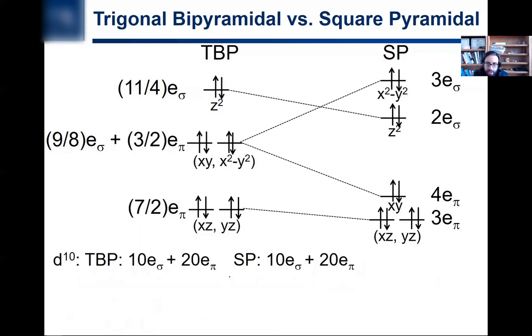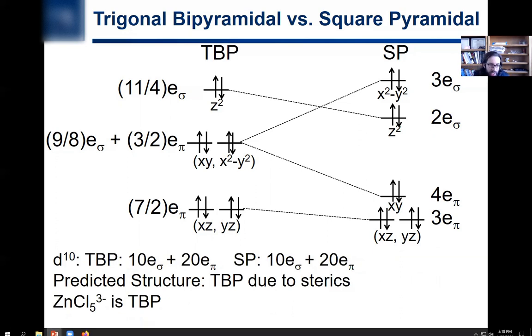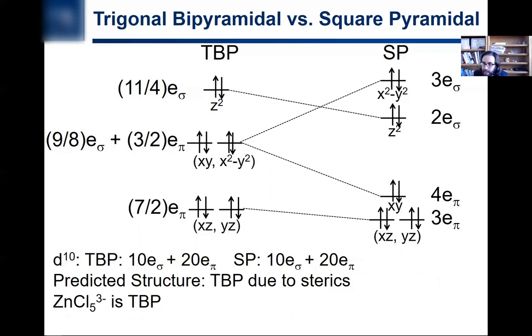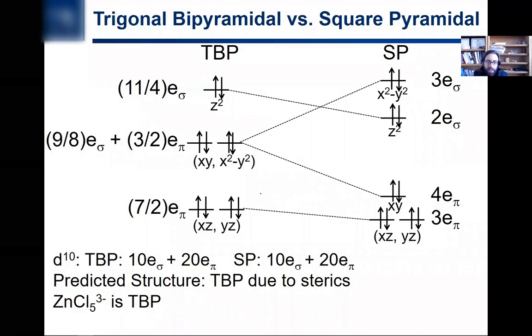D10, you have a full hand of electrons, so they're all going to be equal. 10 E sigma plus 20 E sigma, who cares? They're all equal, so you're back kind of to the VSEPR basics, so TBP due to sterics. And that's true if you look at a D10 complex that is 5 coordinate, like the zinc complex. This is a zinc 2 plus. Zinc is in the 12th column of the periodic table. So that's a D10 metal, and it is indeed following VSEPR.